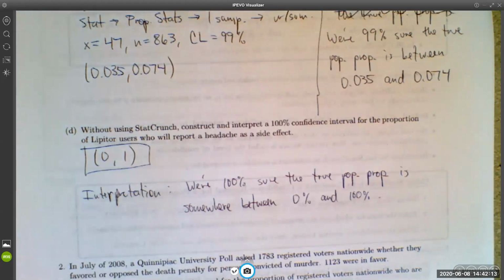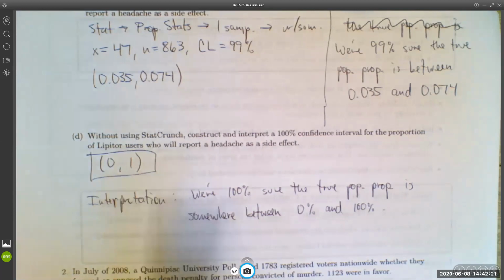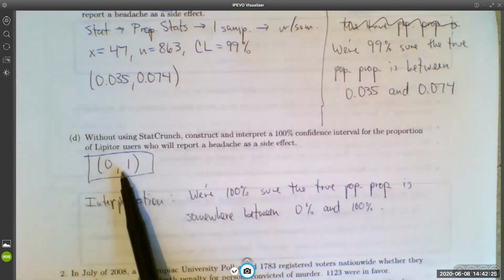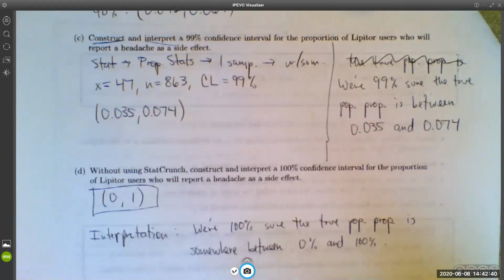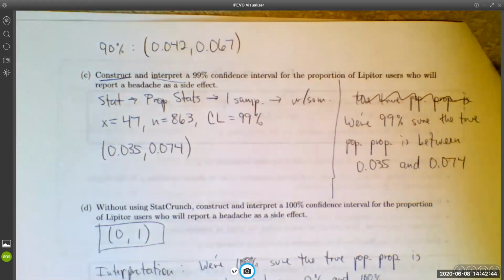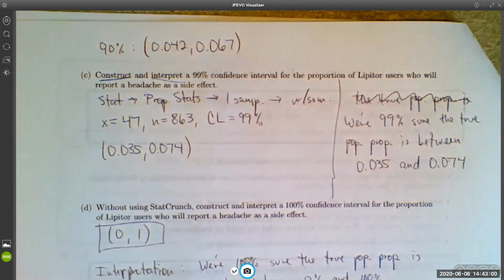The trouble is that the more certain you want to be, the less good information you get. Like here, this is completely useless, right? Sure, we're 100% certain that the population proportion is somewhere in here, but that information is pointless. Of course the population proportion is somewhere between 0% and 100%. It doesn't give you any meaningful information. So that's the dance you have to perform. The more certain you want to be, the larger your interval gets, and the larger your interval gets, the less illustrative the interval is. It doesn't give you any good information. So that's the balancing act you have to perform.